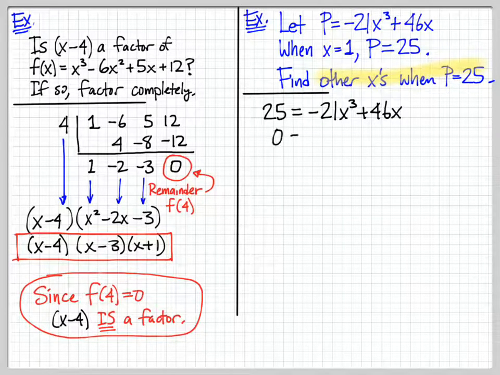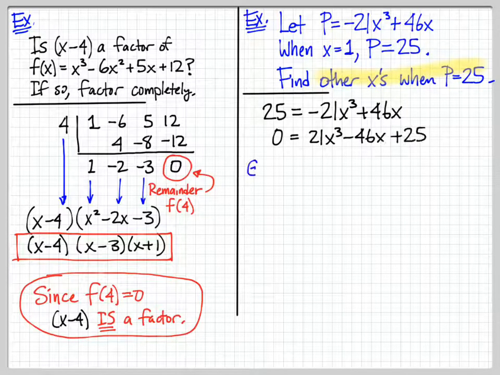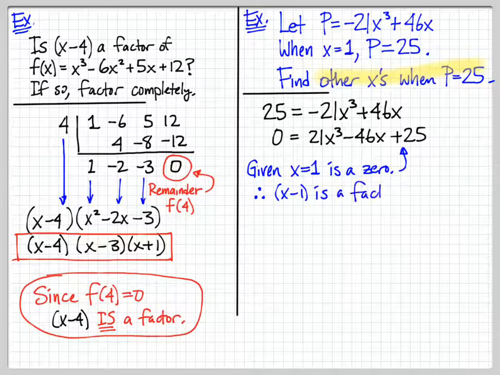So we write this equation and then we rewrite it where we move the 25 to the other side and simplify it into standard form. Since we're given the fact that x equal to 1 is a 0, or x solves this equation, and then if we plug x minus 1 in here, it's equal to 0. We know that x equal to 1 is a 0. Therefore, x minus 1 is also a factor.